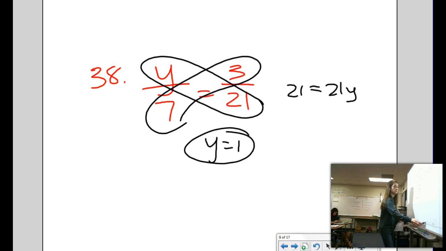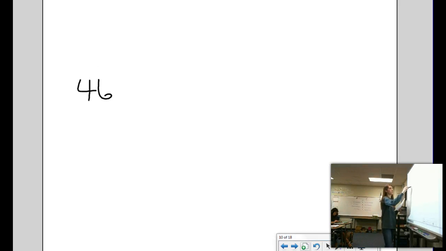And you'll still get y equals 1. Last one. 46. Do this one with me if you didn't do this. I know I've seen this on a quiz or a test. Something like this. Step 1. Someone tell me what I would do first. Fraction form. Please move it to fraction form.